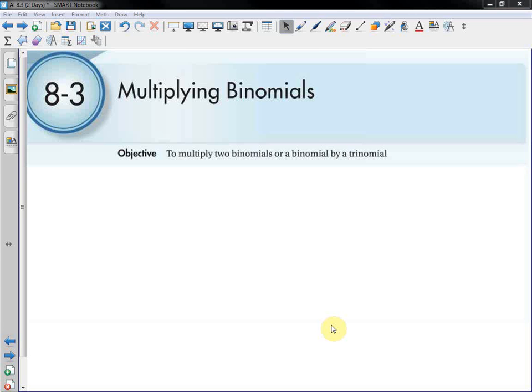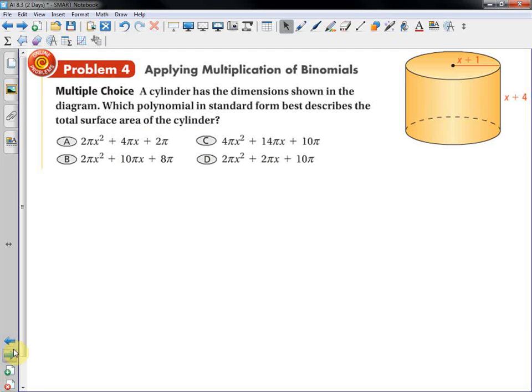We talked about FOIL and some other methods in the beginning half of 8.3. We're going to do a little bit more with that with some volumes and then a little bit of an expanded problem. So this one right here is talking about the cylinder. It tells us that the cylinder has the dimensions shown in the diagram, in which polynomial in standard form best describes the total surface area of the cylinder? Okay? So we're talking about total surface area, not volume like I previously said.